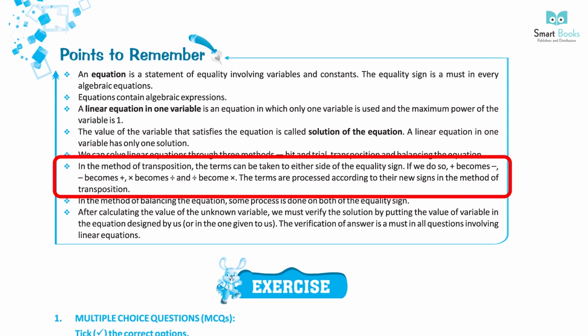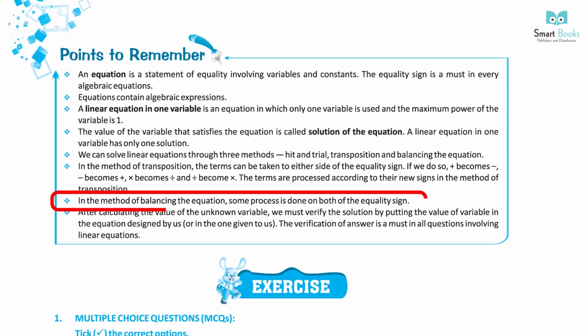In the method of transposition, the terms can be taken to either side of the equality sign. If we do so, plus becomes minus, minus becomes plus, multiply becomes divide, and divide becomes multiply. The terms are processed according to their new signs in the method of transposition. In the method of balancing the equation, the same process is done on both sides of the equality sign.